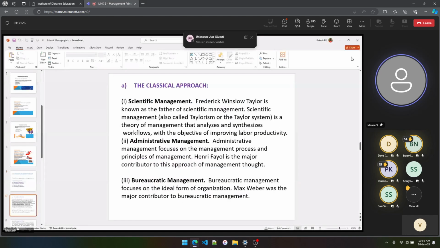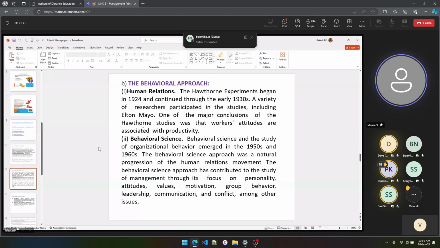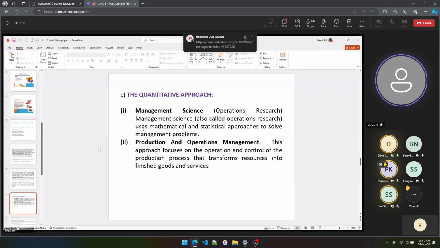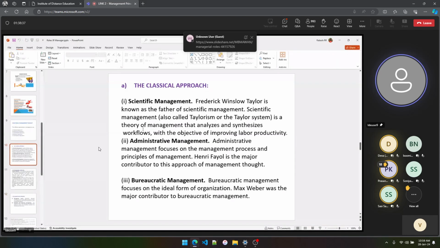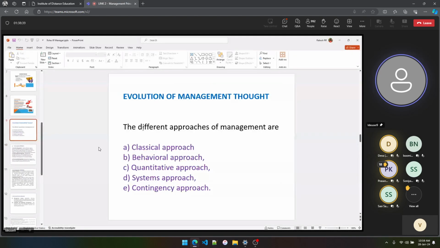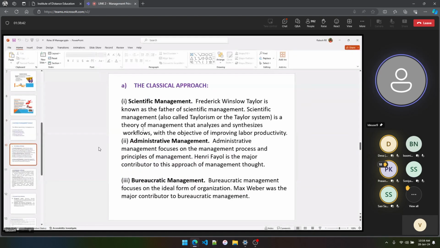The classical approach. 1. There are many subcategories in this, so we will look into that. This is completely a theoretical thing. Once it is being shared with you, you can go through that and learn. Classical approach. Scientific management. Frederick Winslow Taylor is known as the father of scientific management. Scientific management is a theory of management that analyzes and synthesizes workflows with the objective of improving labor productivity.